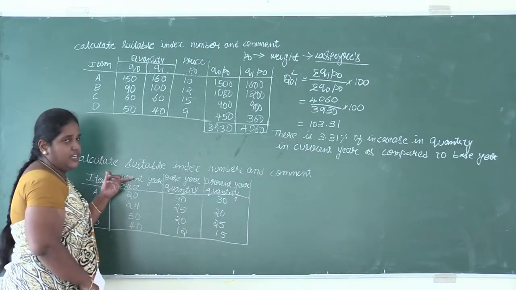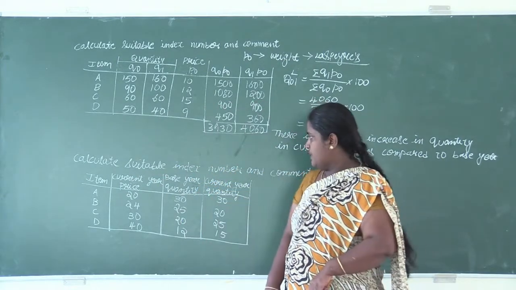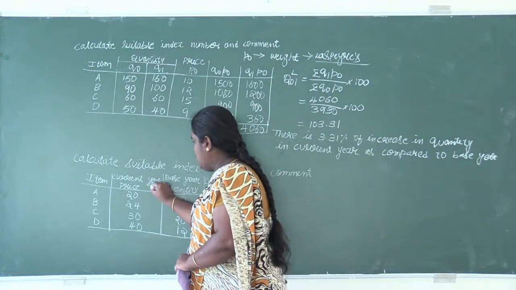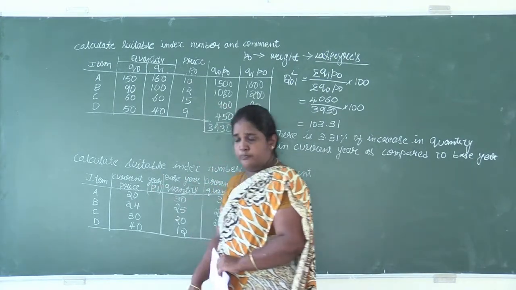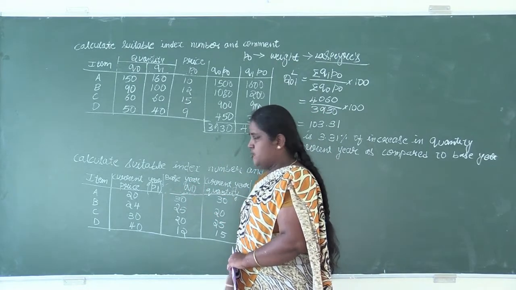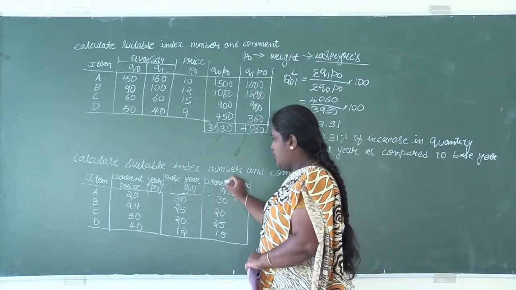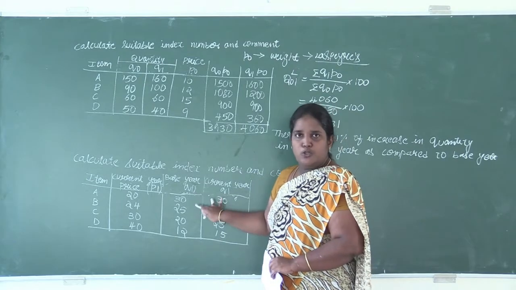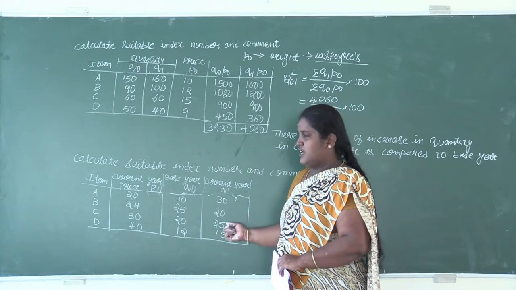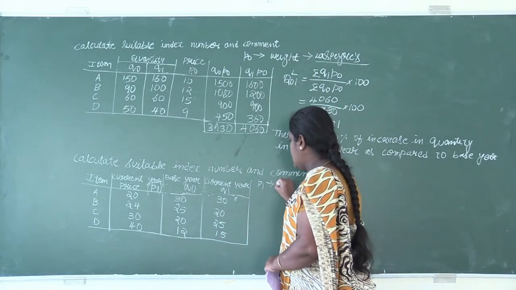The next one, calculate suitable index number. Again here I have not mentioned which index number should be calculated. They have given current year price. So current year price is denoted by P1. Then base year quantity is denoted by Q0. Current year quantity is denoted by Q1. So they have given 2 quantities and 1 price is there. Since 2 quantities are given, it is the quantity index number, and here P1 is taken as weight.